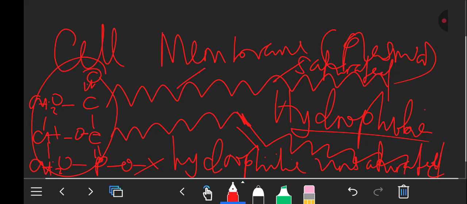Very much important. Okay? So let's look at another organelle. But even before we look at another organelle, let's look at the cell membrane.